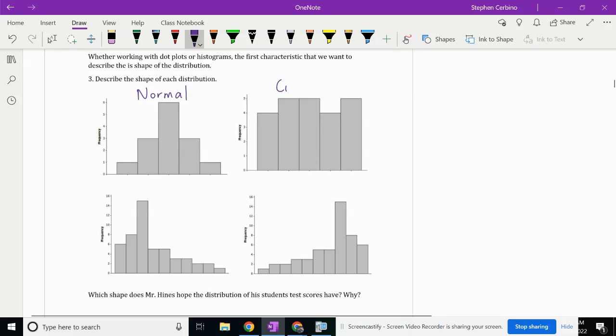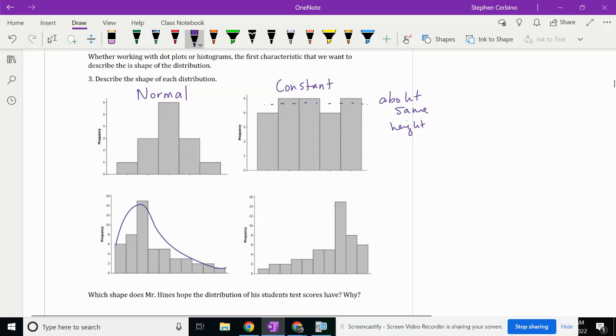This is a constant. Notice all of the bars are about the same height. Doesn't have to be perfect, but it's approximately constant or consistent.